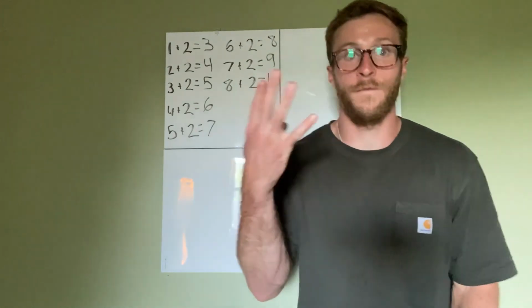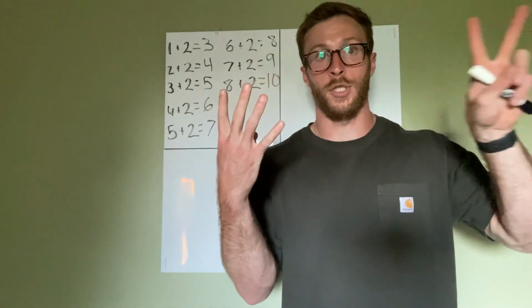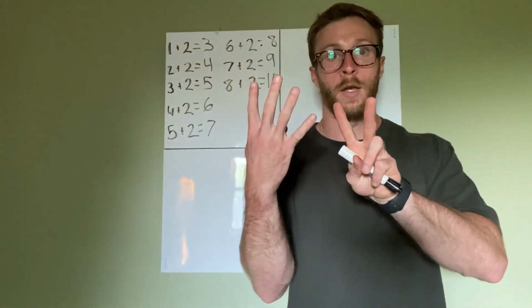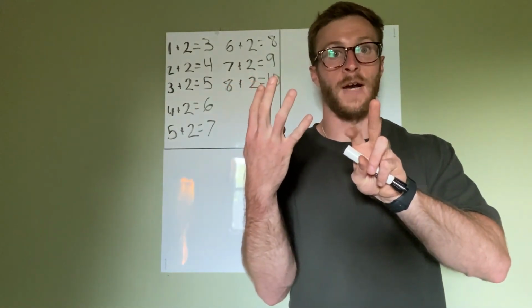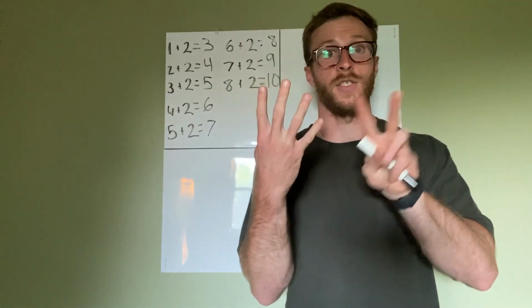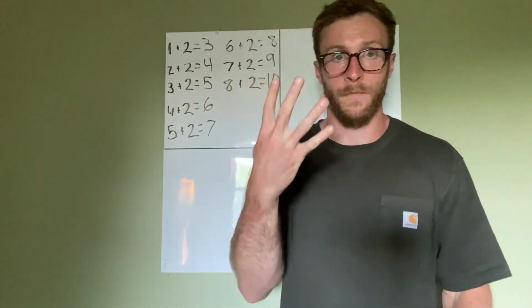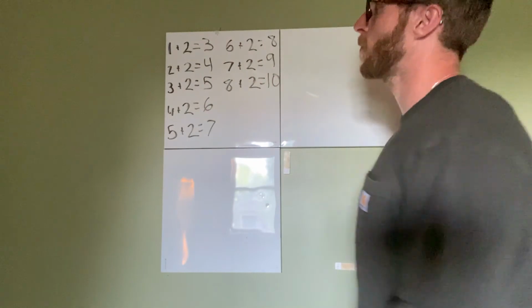If you take the number 4 and you bring in 2 more, we get 1, 2, 3, 4, 5, 6. 6 is 2 more than 4. Okay? So we're looking for patterns.